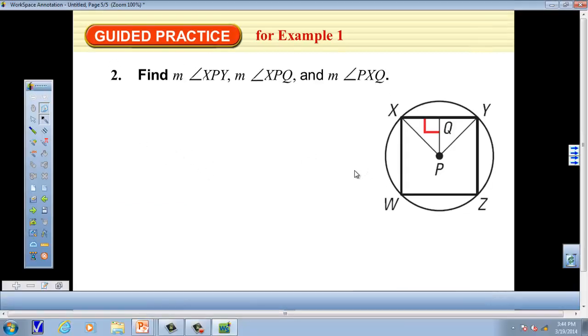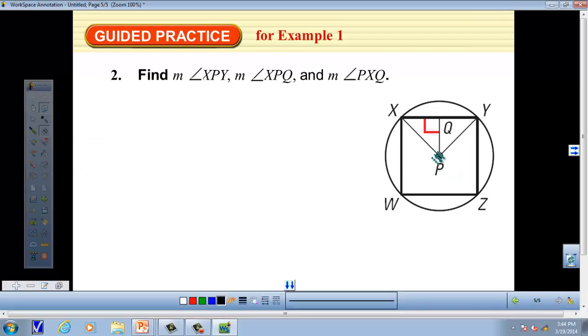For this next one, we want to find more angles again. Remember that we want to know what XPY is first. So if I draw a line here, and I draw a line here, and ignore the fact that this one is here. Okay? If I do that, each of these angles should be equal. So this one is found by doing 360 divided by 4, which gives us 90 degrees.